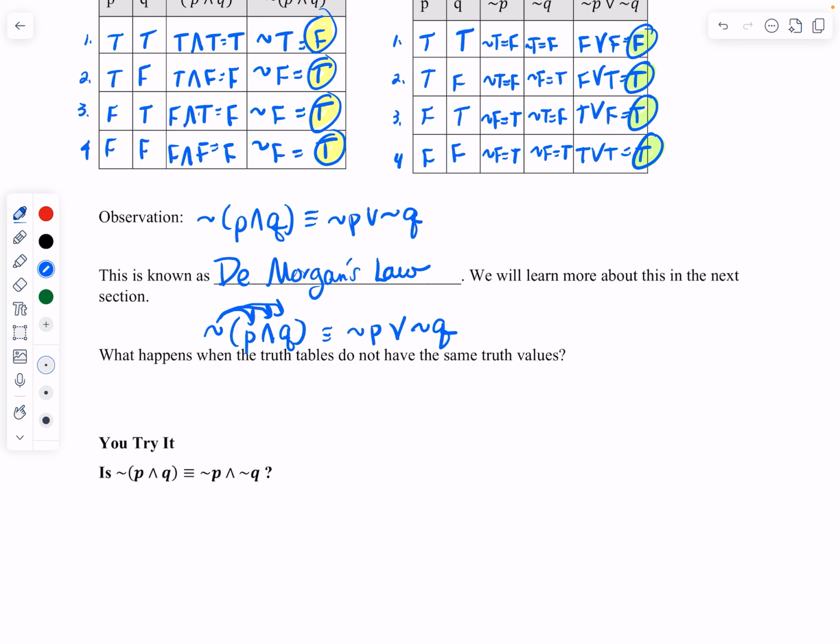All right. I'm going to stop here, and I'm going to do a part 2. And we're going to start off with this you try it. So, before you start watching the next video, why don't you go ahead and give it a go. Do 2 truth tables to see if negation of P and Q is equivalent to negation P and negation Q.